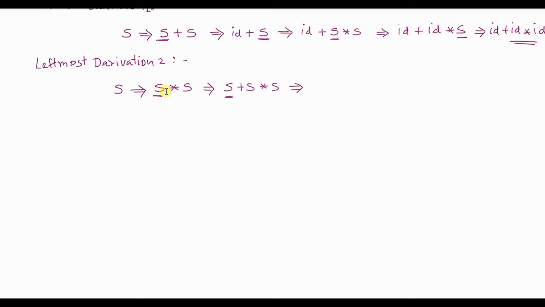Since I want an identifier there, S will be replaced with identifier plus S into S. This is the next leftmost element, so S will be replaced again with identifier. So ID plus ID into S. And this is the last S, finally getting replaced with identifier. So then I get ID plus ID into ID.